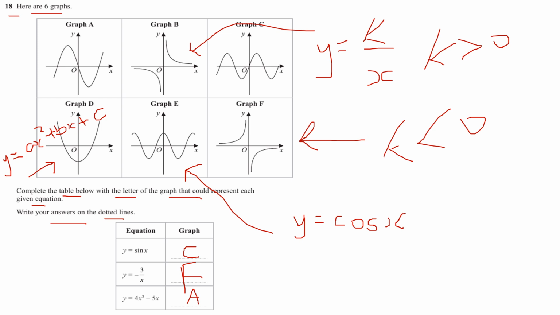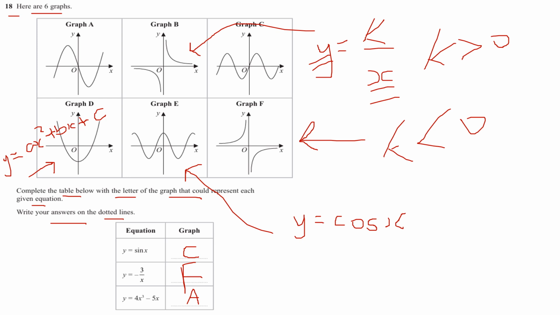Okay, so when I have the equation y equals minus k over x, or y equals k over x, if I try and sub in 0 for x or y, there's no solution, hence what we call asymptotes for the x and y axis. Okay, graph C is a sine graph, so it's a sine wave. Graph D is what I call a quadratic.